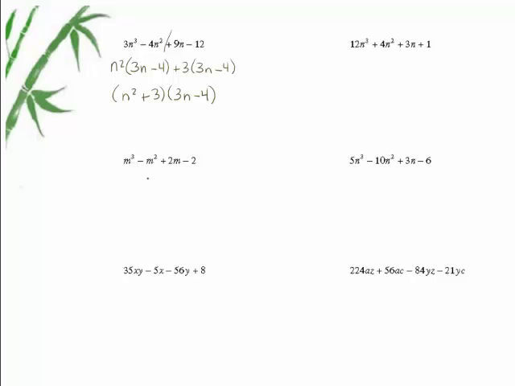Okay. Looking at this one, I don't have a greatest common factor in common, so I split it in half. There are 2 m's in common here, so I take 2 out. That leaves me with 1 m. Now I took the 2 m's away, so when that happens, I have to put a 1 there as a placeholder. 2m and minus 2, I can divide both by 2, and that leaves me with m minus 1. They match, so I have m squared plus 2 and m minus 1.